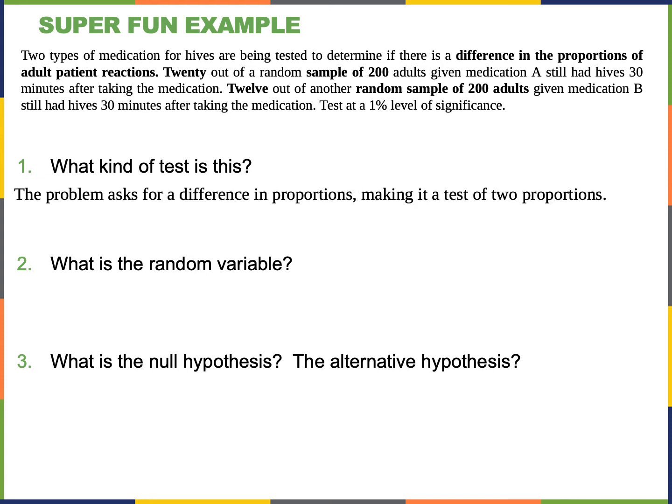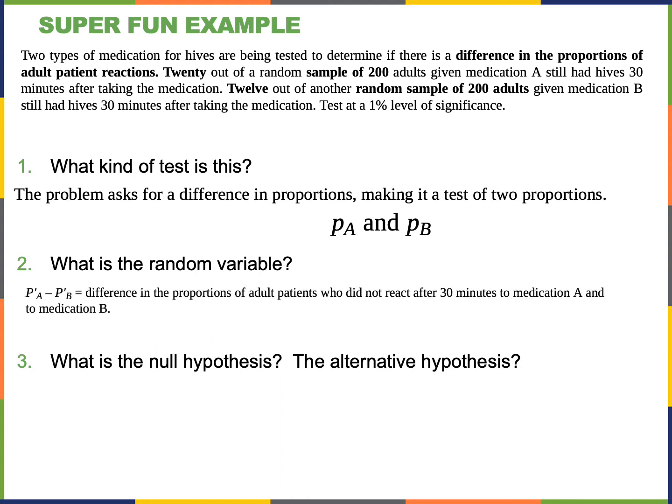What kind of test is this? It's a test of two proportions because it asks for a difference in proportions. The two proportions are P_A and P_B. What's the random variable? It's the difference in the estimated proportions, of those who did not react after 30 minutes to medication A and medication B.